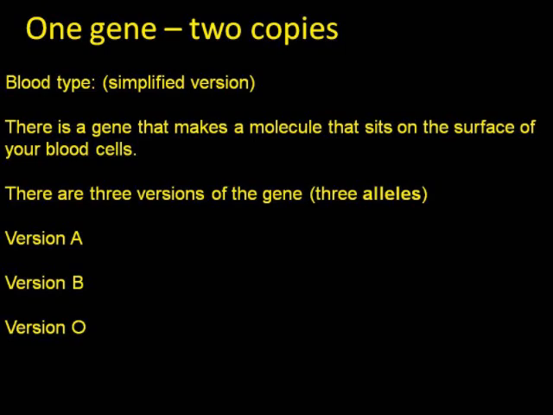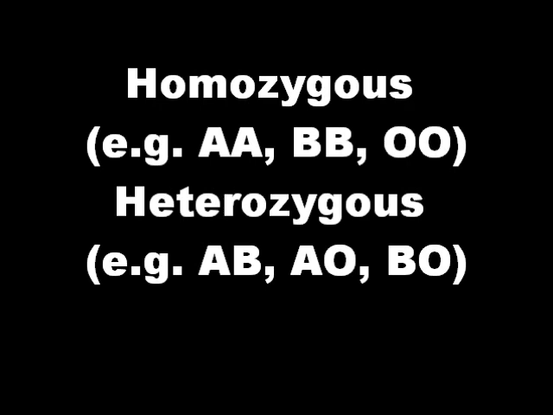Now, you have two copies of the gene, so you could, for example, have two copies of allele A. If your copies are the same, you are said to be homozygous. That means you've got the same pair. Homozygous, you could be AA, BB, or OO. If you have two different alleles, like A and B, you are called heterozygous. Your genotype is heterozygous. AB, AO, BO, for example.